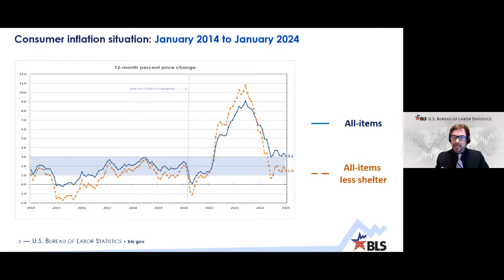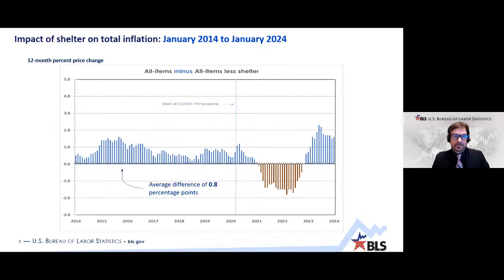However, as those other categories have decelerated, shelter has been slow to join in the deceleration. And this results in this gap that we observe today with all items at 3.1% and all items less shelter at 1.5% year over year.